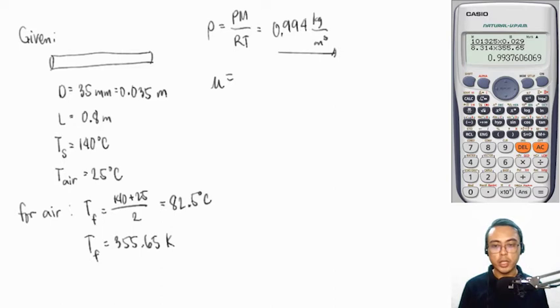Next, viscosity. Using the equations in our handbook, we find that the viscosity of air at this temperature is 2.11 times 10 raised to negative 5 pascal seconds. I will leave this up to you to verify.